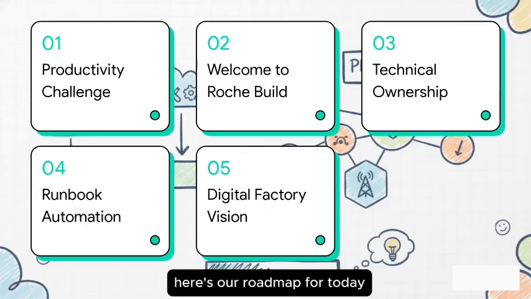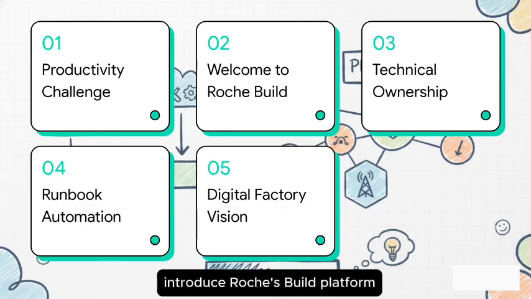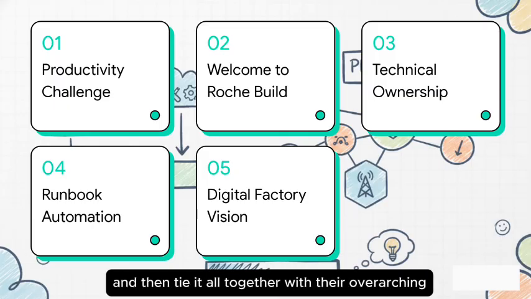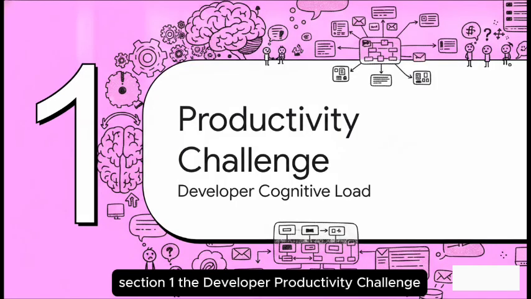Here's our roadmap for today. We'll start with the Developer Productivity Challenge, introduce Roche's Build platform, explore actionable technical ownership, dive into incident and runbook automation, and then tie it all together with their overarching digital factory vision. Section 1. The Developer Productivity Challenge.